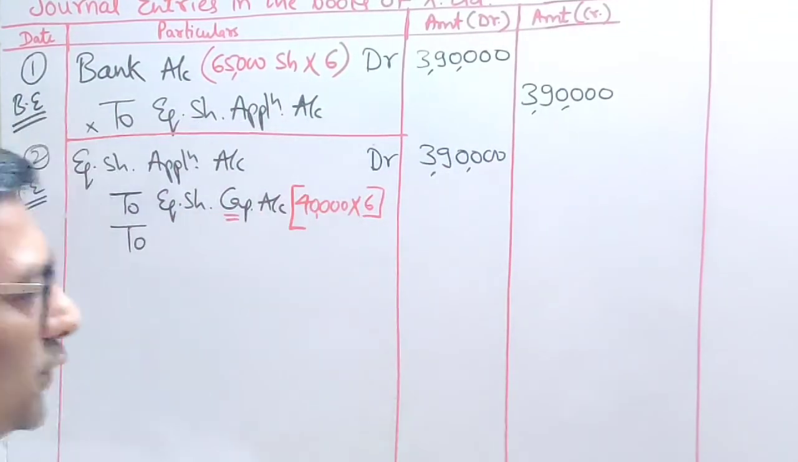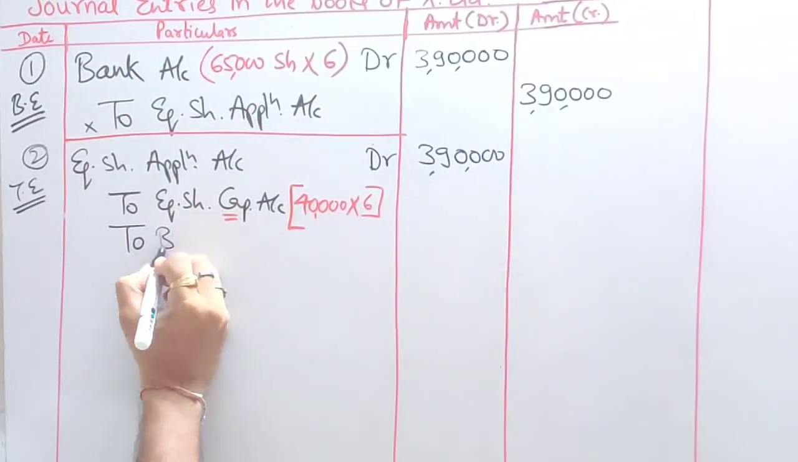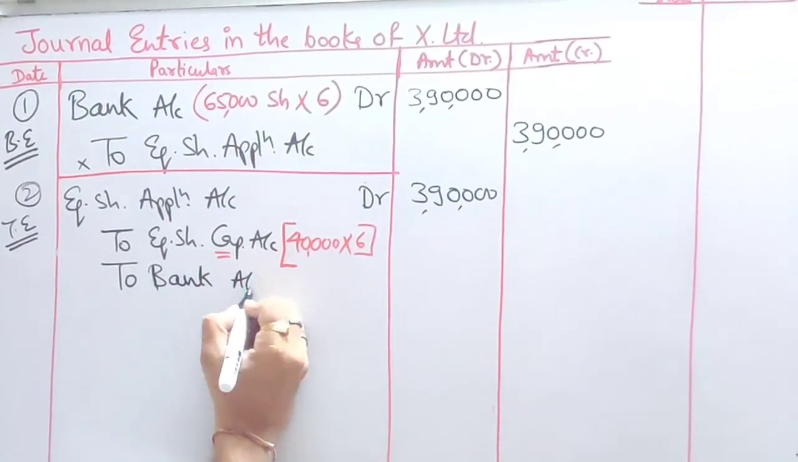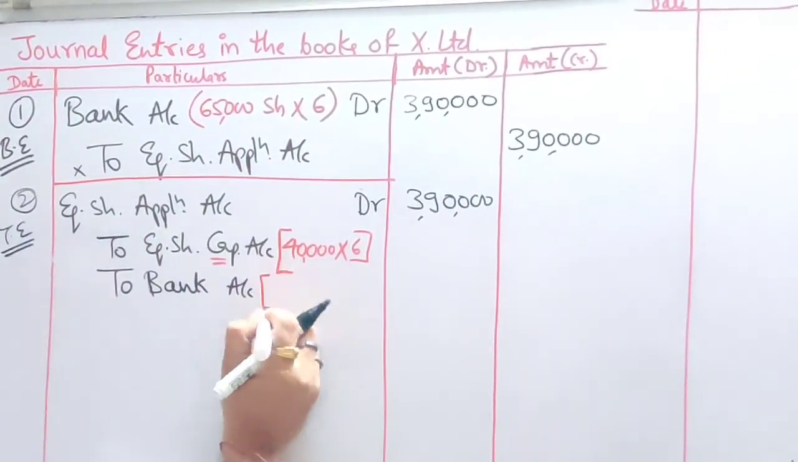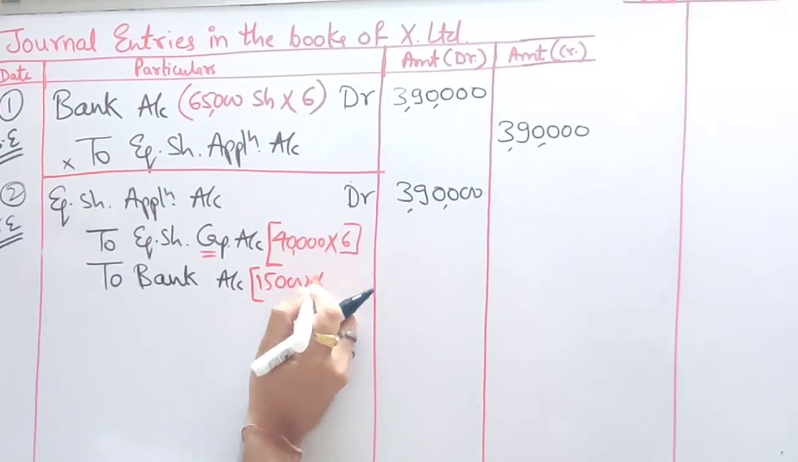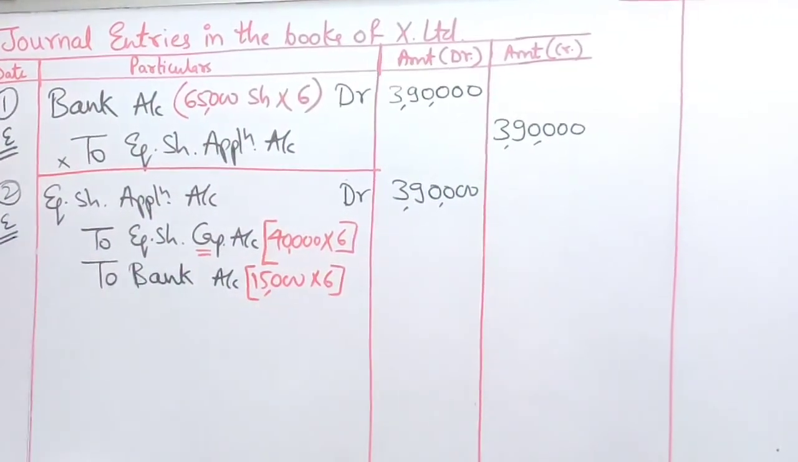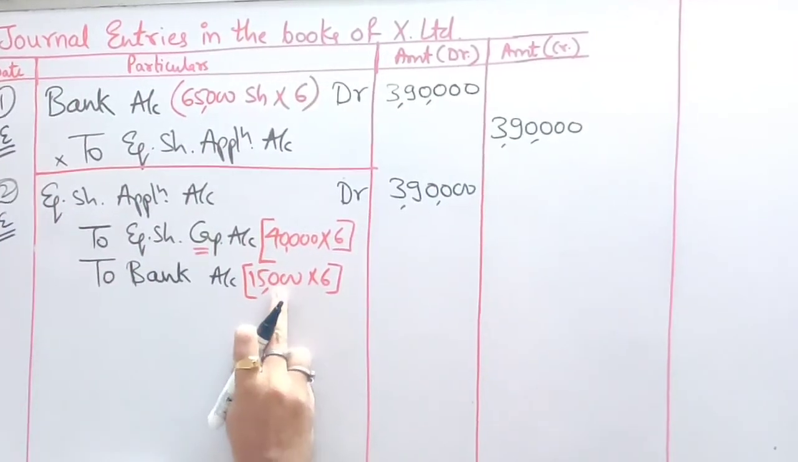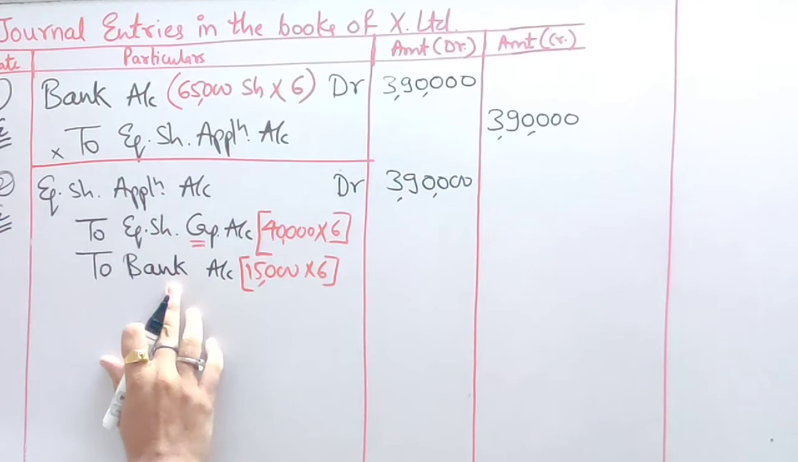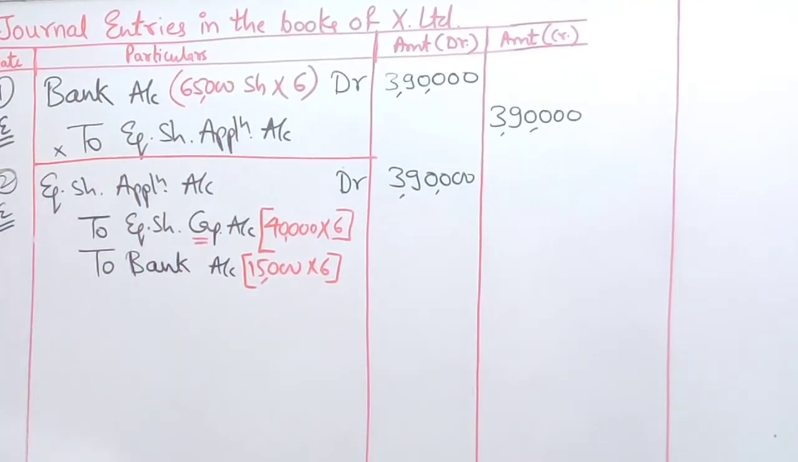Rejected number, you have to refund them. If it is refunded, you will write bank account. How many shares are you going to refund? 15,000 shares into application money, 15,000 into 6. This amount you are going to refund them because we haven't allotted any shares to them.